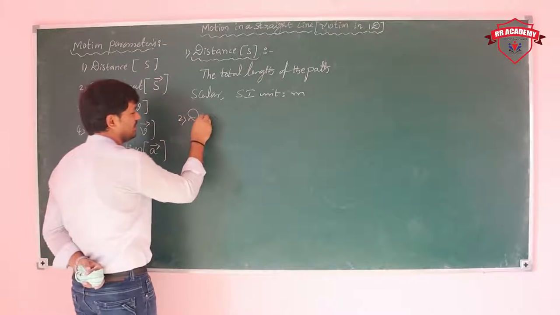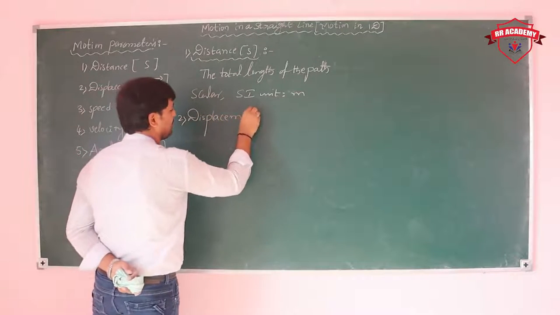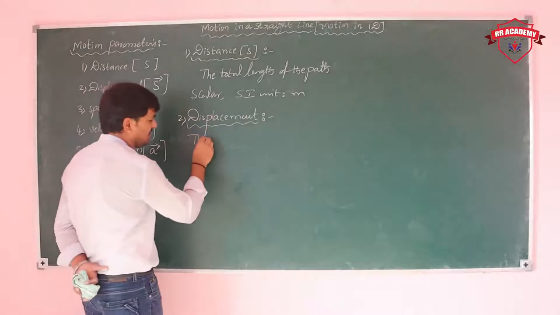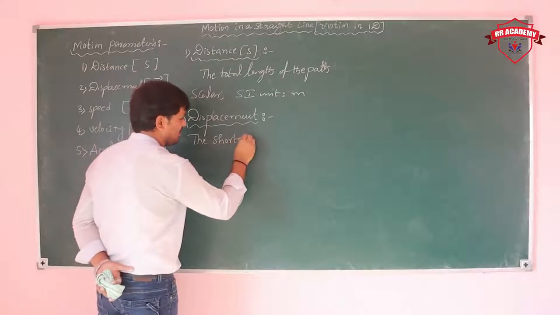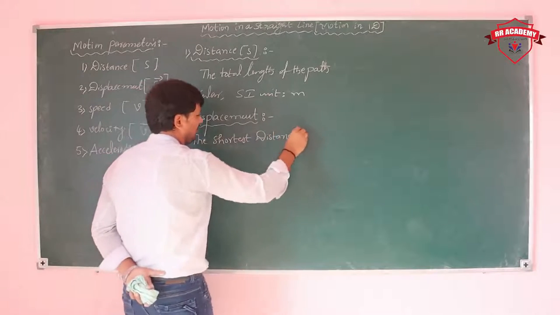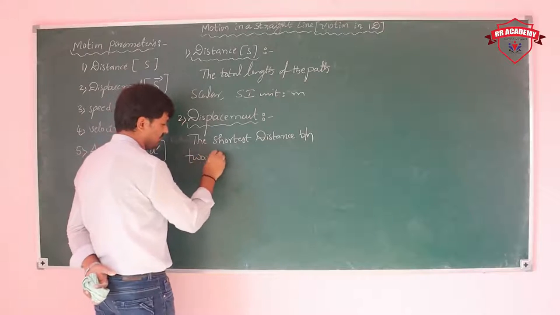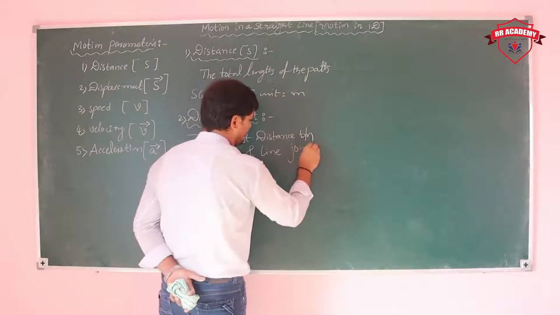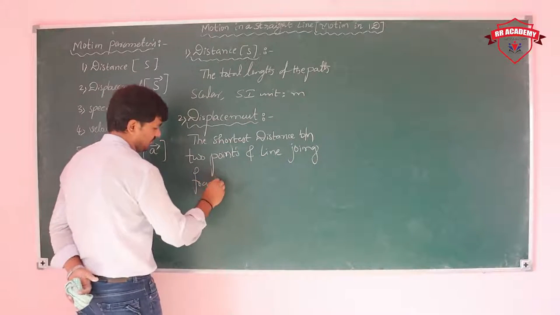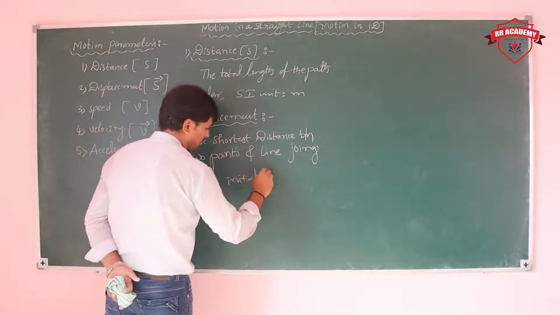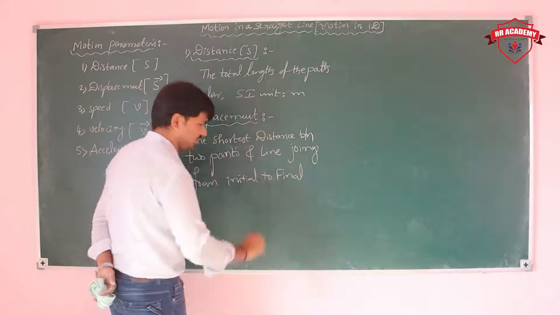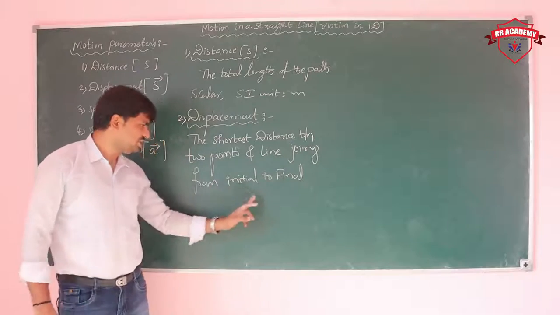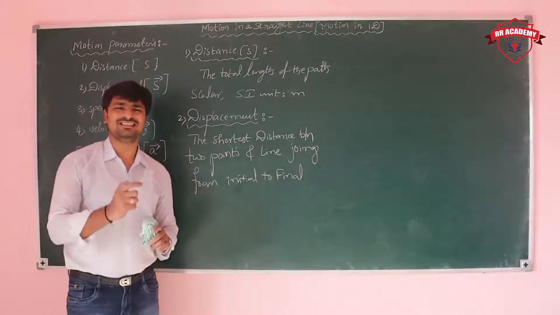And what about displacement? Displacement is a vector function, but how do we define displacement? Displacement is the shortest distance between two points, the line joining from the initial point to the final point. That is called displacement.